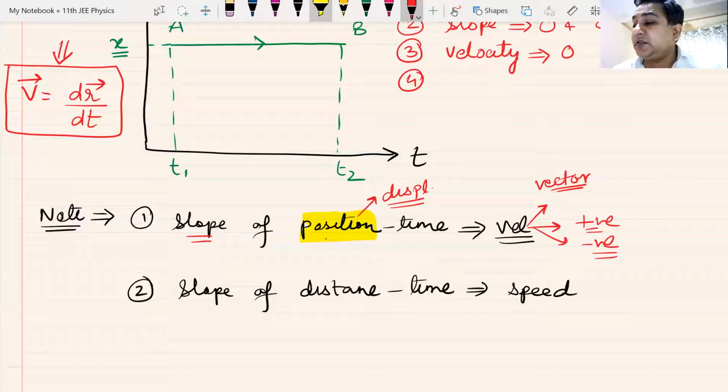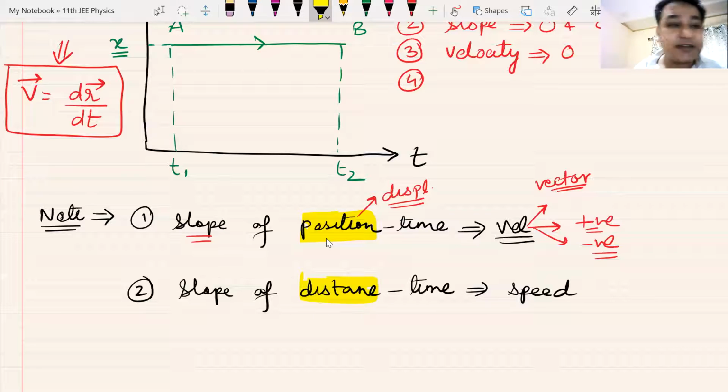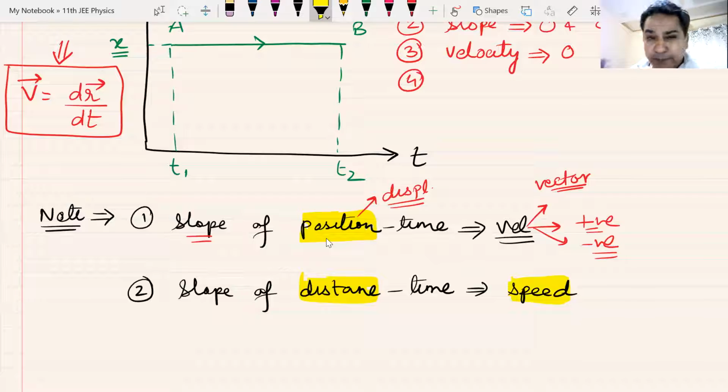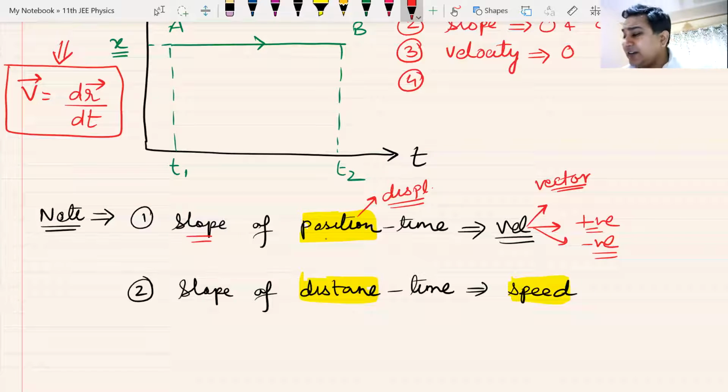Now tell me, what about the distance time graph? The slope of the distance time graph gives us speed. What can you say? Will it be positive? Will it be negative? These smaller points are going to make a lot of difference in eventual questions that you come across. Positive, yes. It is a scalar, it is a magnitude, it is always positive.